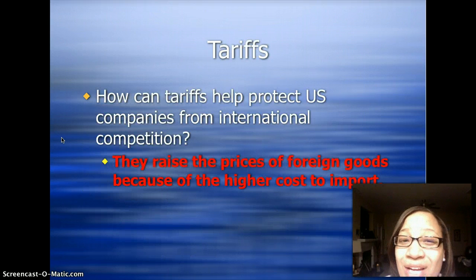So tariffs. How can tariffs help protect U.S. companies from international competition? They raise the prices of foreign goods because of the higher cost to import. Example, the foreign-made cars.